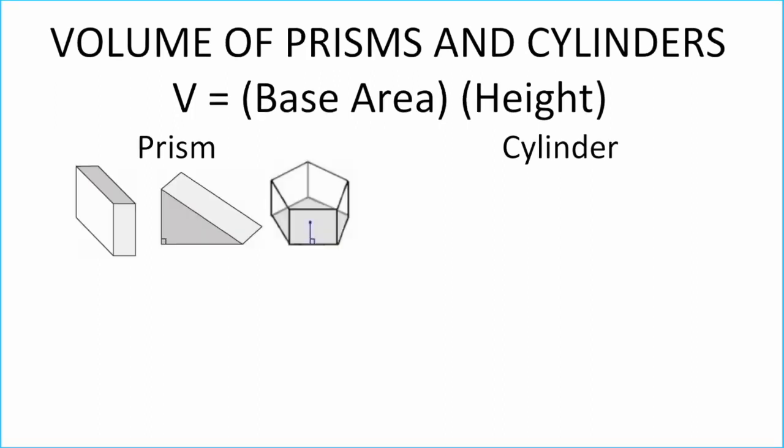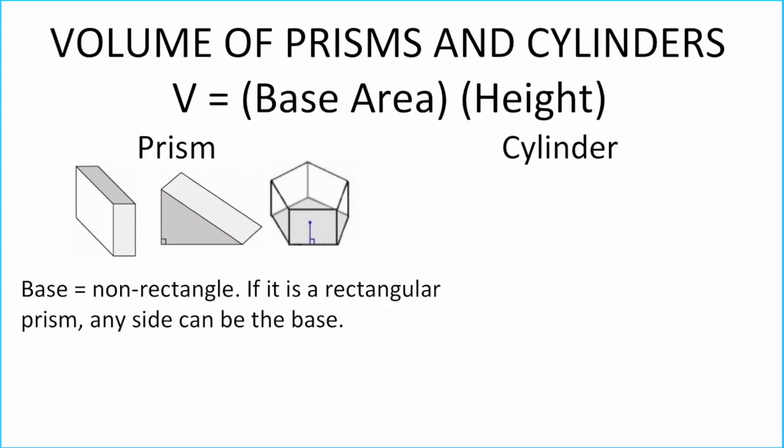So what is the base area? The base area is the area of the base, and the base on a prism is the non-rectangle. Unless you have a rectangular prism, like the first prism on the left there, then any side can be the base. So in that middle prism, that's a triangular prism, the base is not the bottom, it's the triangle. And the last one, the base would have to be the pentagon.